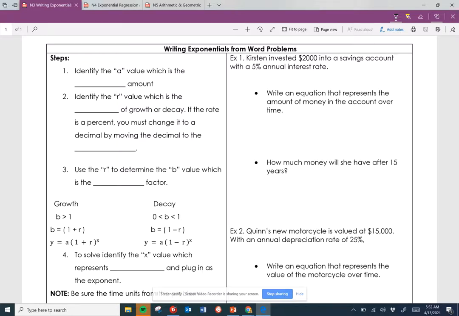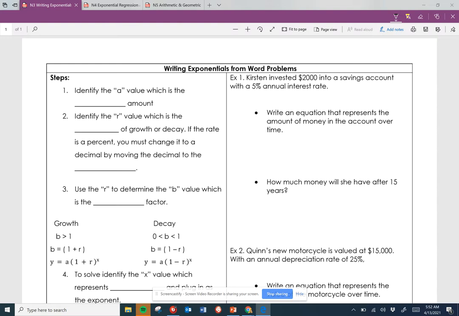Today we're going to be talking about how to write an exponential equation from a word problem. As a reminder, the formula for an exponential equation is y equals a times b to the power of x. Whenever we're looking at our a value, that's always going to be the initial amount, so however much we have at the beginning. The r value is going to be the rate of growth or decay.